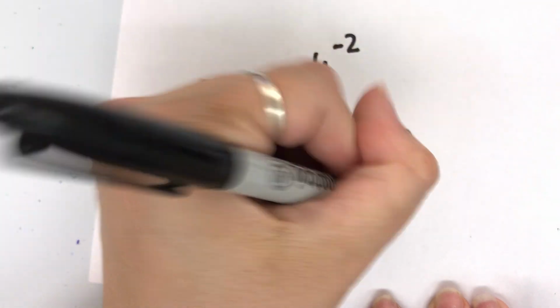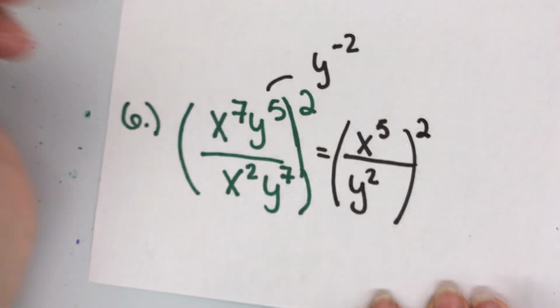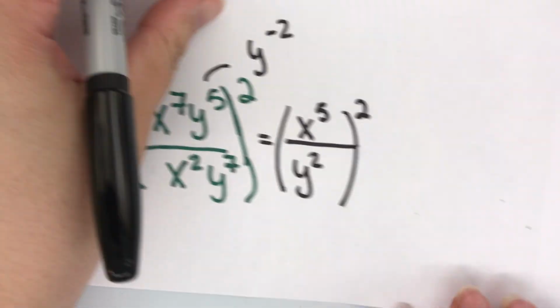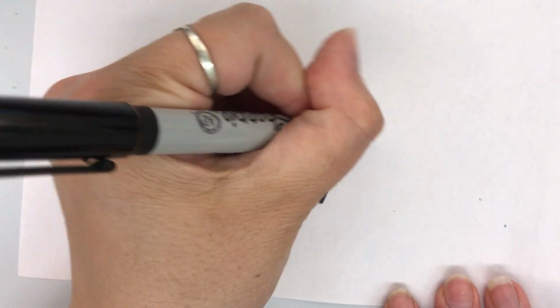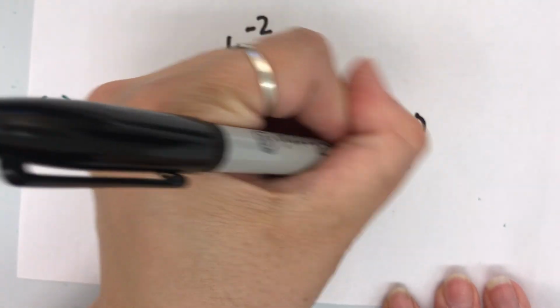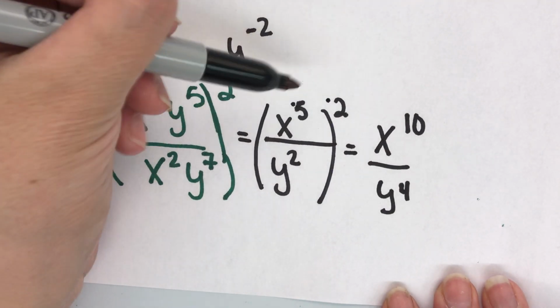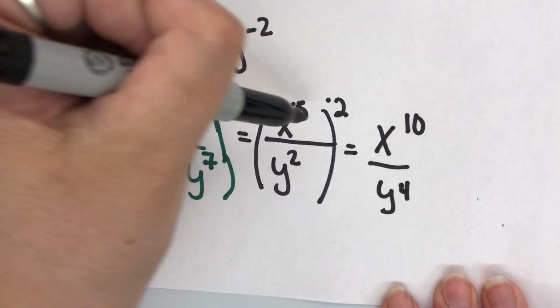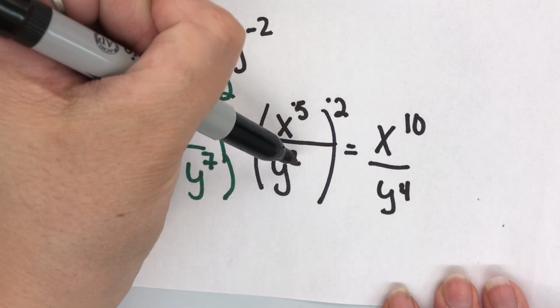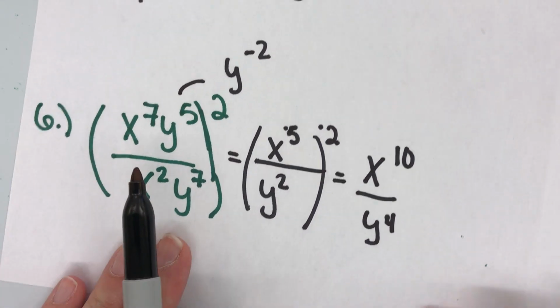So I've simplified what's inside, and now I need to apply the 2 that's on the outside. So I end up with x to the 10th over y to the 4th, because remember when we have a power raised to a power, or an exponent to an exponent, they get multiplied. 5 times 2, 2 times 2, and that would be your final answer. So that's a little brief overview of negative exponents and division.